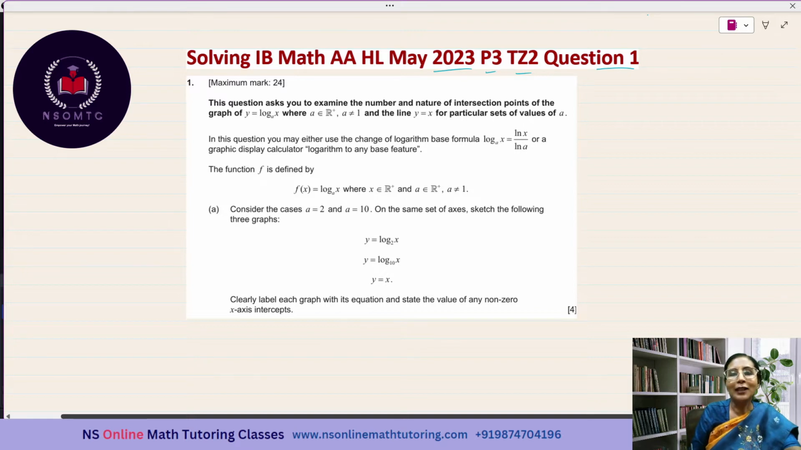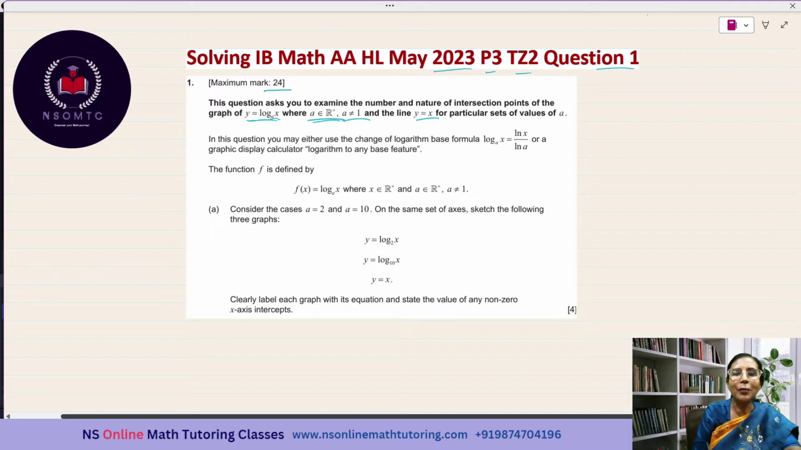So without any further delay, let us start answering question number 1. The maximum mark is 24. This question asks you to examine the number and the nature of intersection points of the graph of y equal to log of x to the base a, where a belongs to the set of positive real numbers, a is not equal to 1, and the line y equal to x for particular sets of values of a.